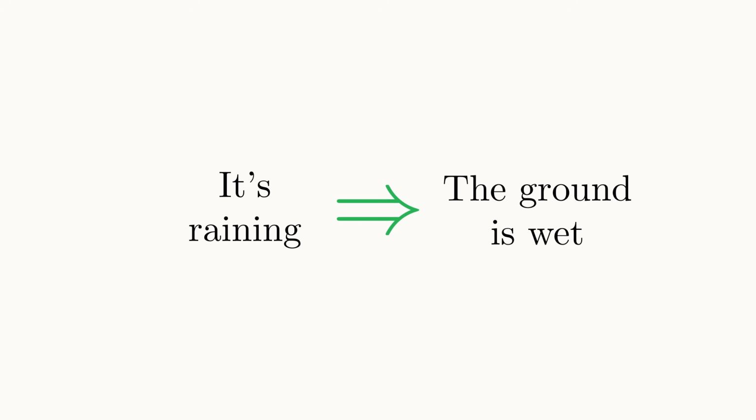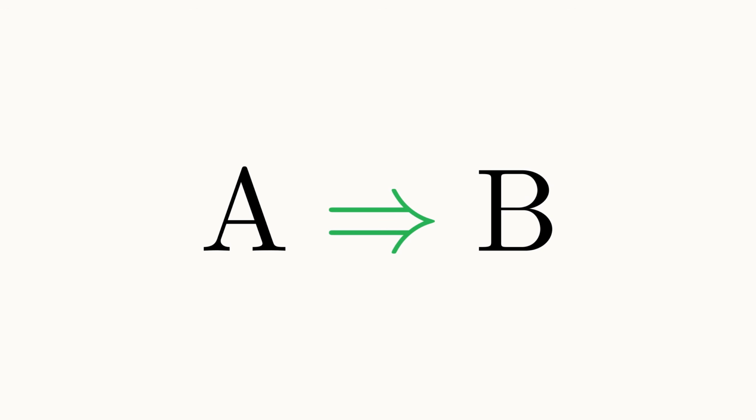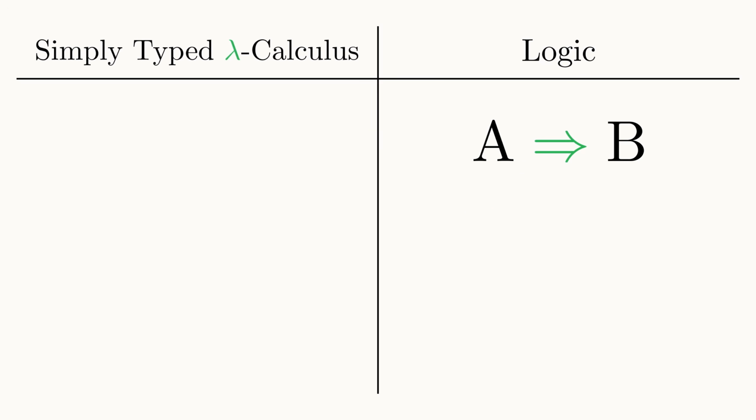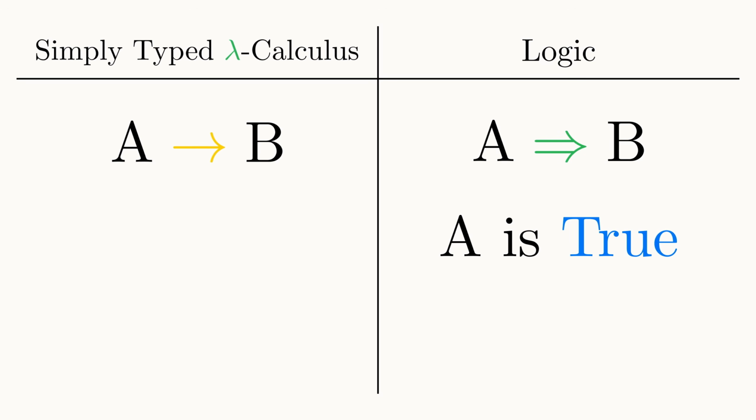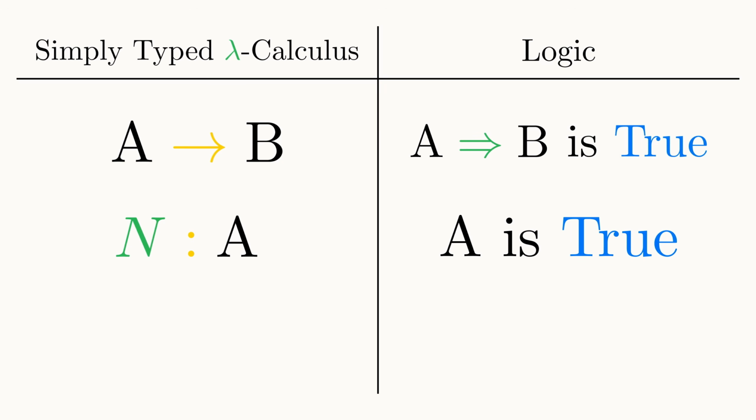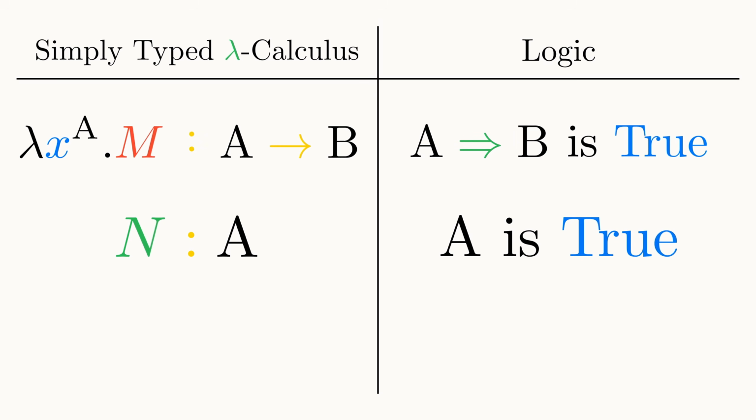So how does this play out in our calculus? Let's take two types, A and B. Then the proposition A implies B is equivalent to the type A to B. Let's suppose that A was true. That is, there exists some term n of type A. If we also suppose that A implies B was true, then there must exist some term of type A to B. This must be a lambda abstraction of the form lambda x.m, where the input x is of type A and the output m is of type B.